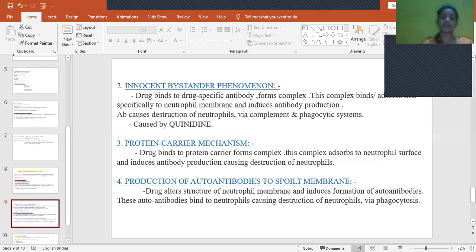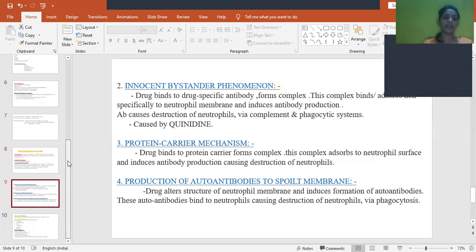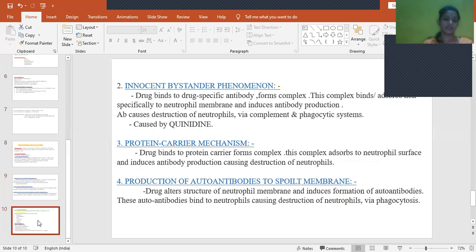Here the protein carrier and drug together form a complex. When that complex sticks to the neutrophil membrane, it will stimulate the production of antibodies. Here the drug binds to a drug specific antibody, forms a complex, and when it sticks to the neutrophil membrane, causes production of antibodies. In all these phenomena, neutrophils will be destroyed by forming an antigen antibody complex.